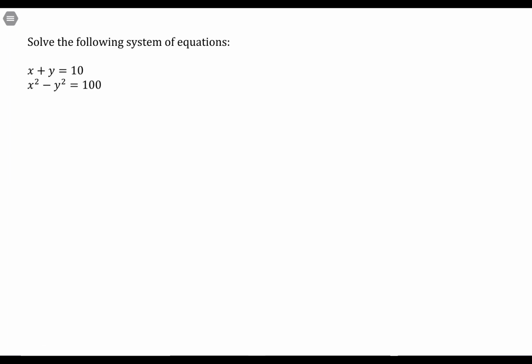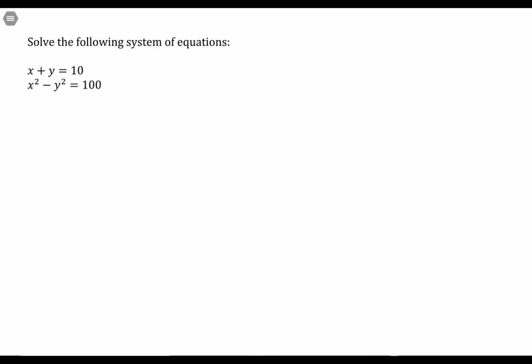Solve the following system of equations. The first equation is a line. The second one looks kind of like what an equation for a circle would be, but it isn't a circle. It's a type of construct called a hyperbola. You don't need to know what that looks like in order to solve this.